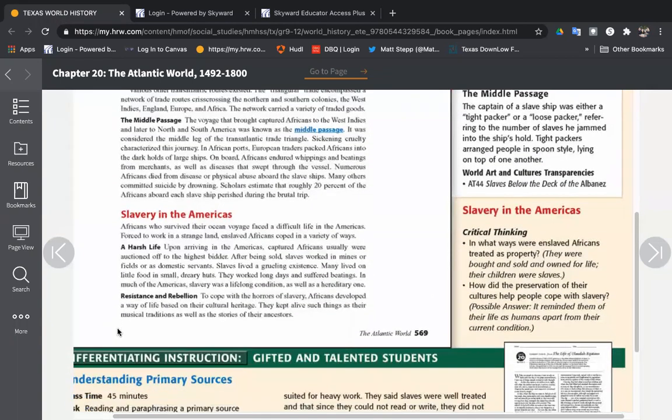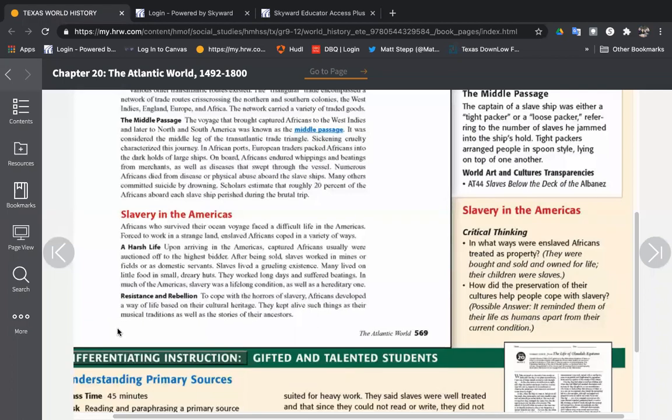Africans who survived their ocean voyage faced a difficult life in the Americas. They were forced to work in a strange land. They were enslaved, and they had to cope with life in many different ways. Okay, so what was slavery like? We just kind of talked about that part there. In the beginning, it was harsh. It says upon arriving, they were auctioned off to the highest bidder. So basically, they were sold as cattle. After being sold, they worked in mines, fields, or as a domestic servant.